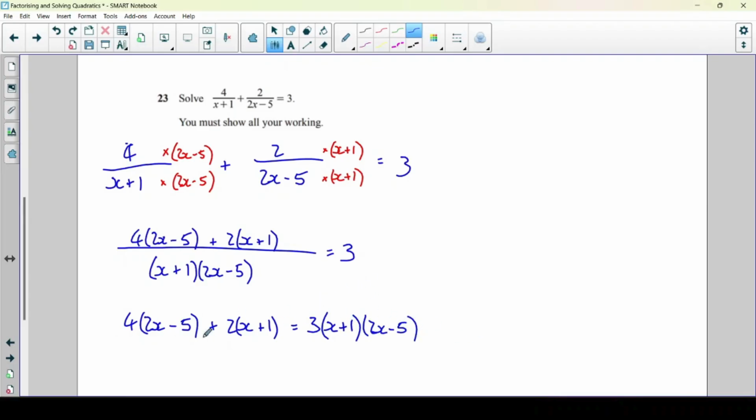Now I'm going to start expanding everything and solving it. So here, 4 times 2x, we get 8x minus 20 plus 2x plus 2. And I'm going to keep that 3 there and just expand the quadratic first. So firsts, outsides, insides, lasts. So x times 2x is 2x squared. Outsides minus 5x. Insides plus 2x. And lasts minus 5.